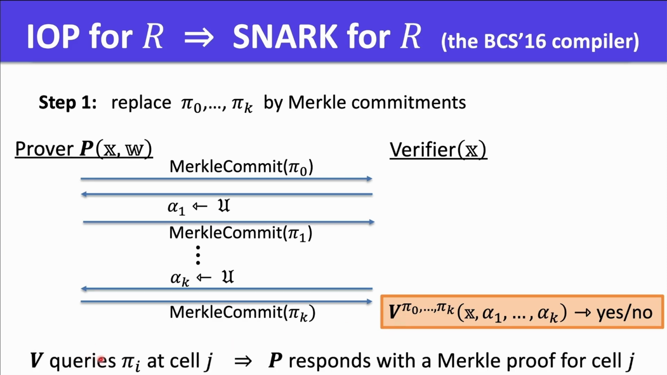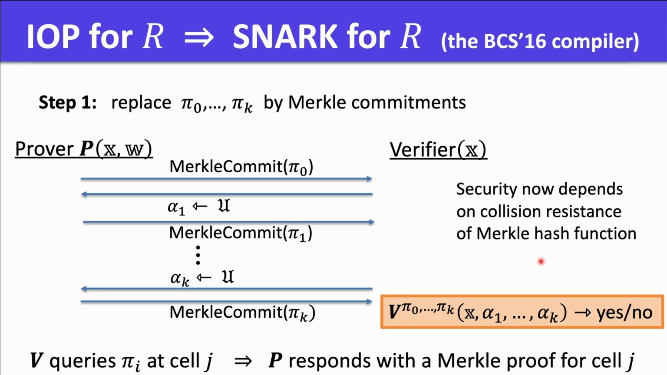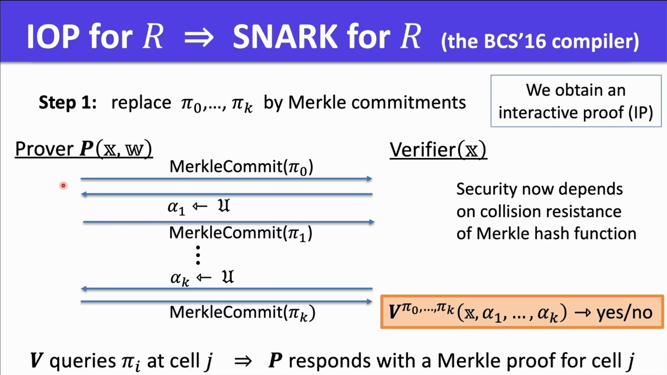Then whenever the verifier queries the string pi i at some cell j, the prover will respond with a Merkle proof for cell j. This will convince the verifier that in fact the jth cell of pi i really is the value that the prover is providing. So again, we replace sending the strings by sending Merkle commitments, and we replace queries to these oracles by Merkle proofs that the strings really contain the correct values. Of course, security of the resulting system is no longer unconditional. Security of the resulting system now depends on the collision resistance properties of the Merkle hash function. And the result of all of this is we actually end up with an interactive proof, an IP. There's no longer oracles involved. This is a really concrete interactive proof system.